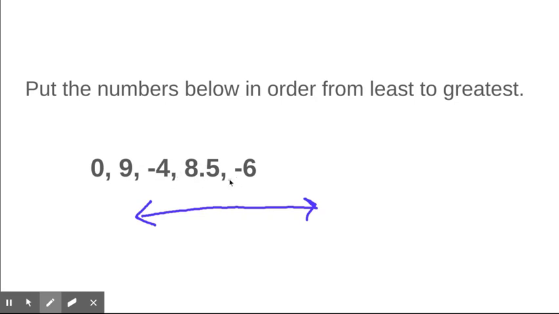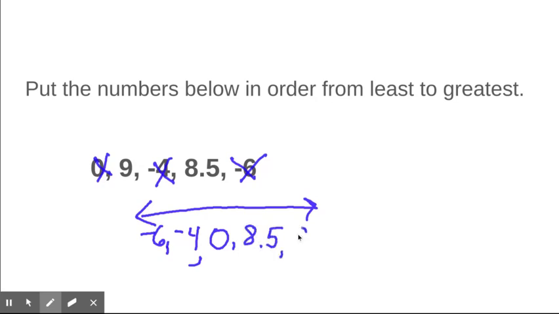Between -6 and -4, which one is the lowest? Would be the furthest this way. Right, -6. Then we have -4. Between 0, 9, and 8.5, which one will come next? 0. Good job. And then 8.5. Perfect. And finally 9 would be the greatest number.